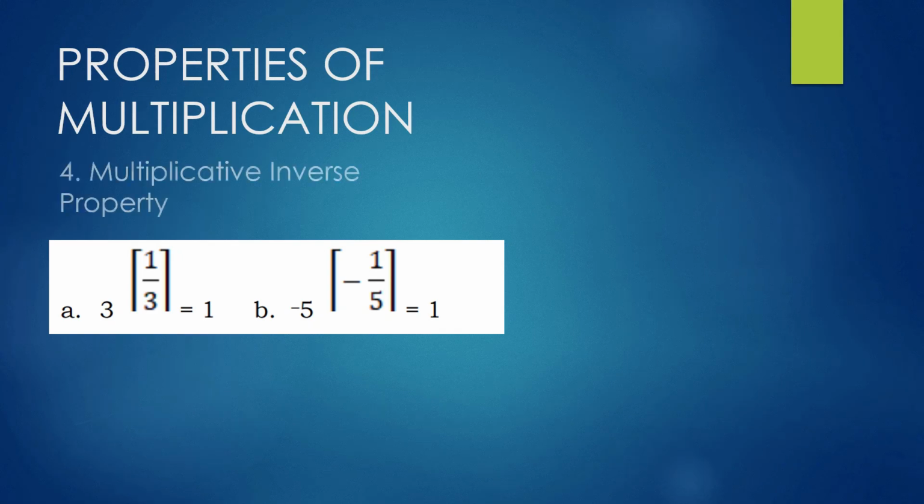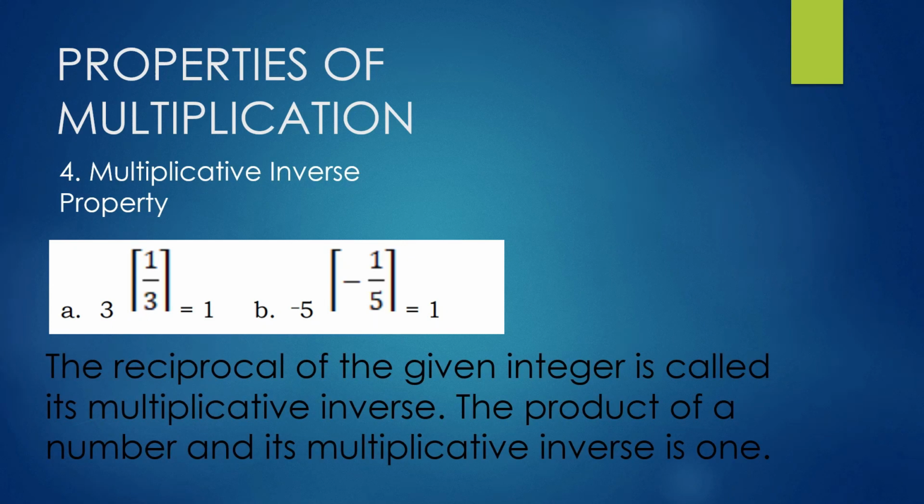Okay, for the next one, we have the multiplicative inverse property. When we say inverse, that is the opposite. For example, we have 3 multiplied by its opposite, which is 1/3. So we have 3, and let us put a denominator which is 1, so this is 3 over 1. The opposite of 3 over 1 is 1/3. And also for B, negative 5, the opposite of this is negative 1 over 5.